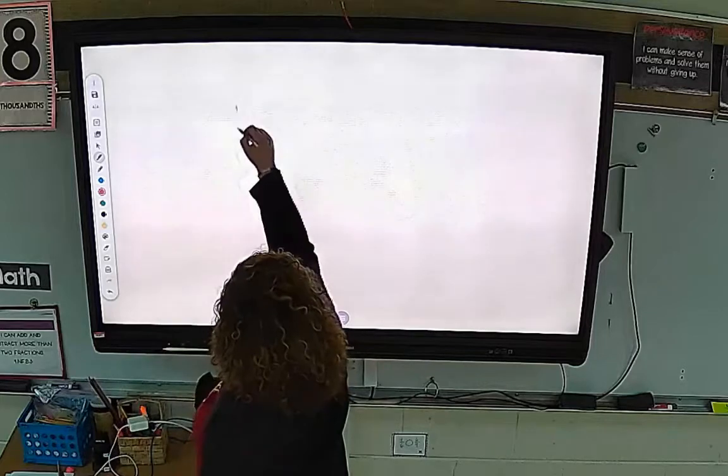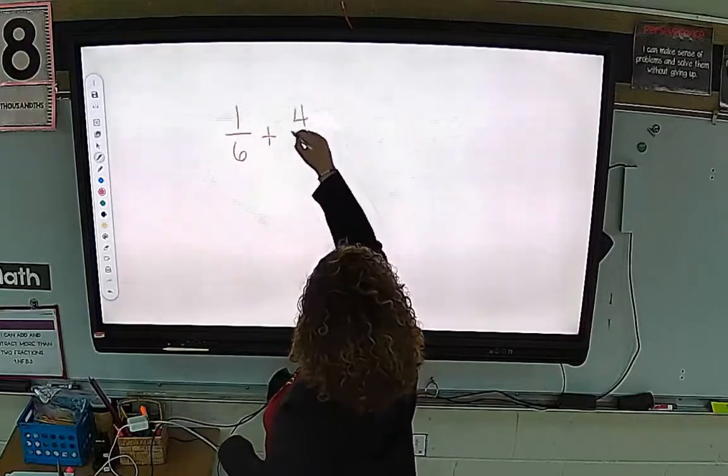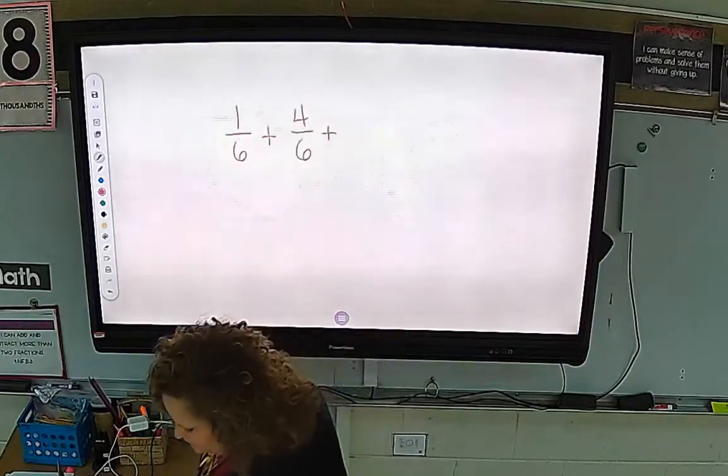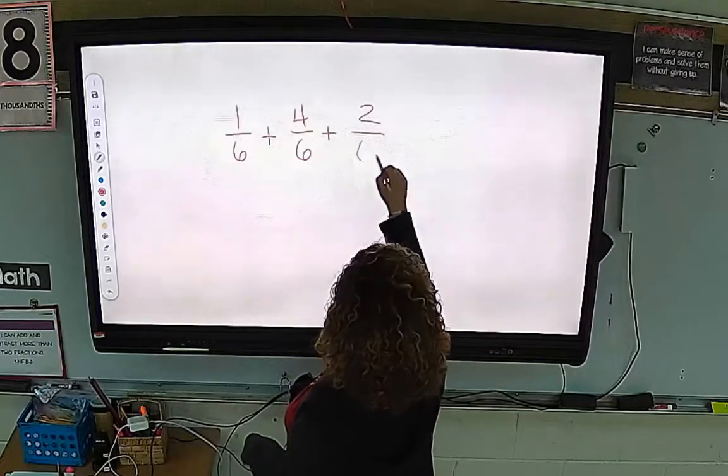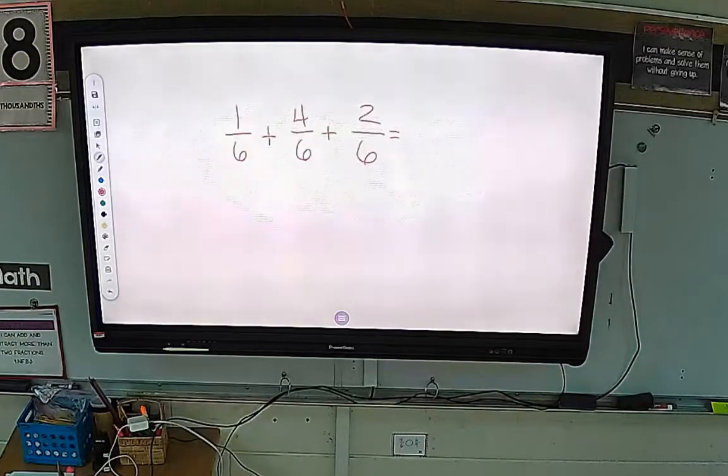Okay. 1/6 plus, and you're writing this down, 4/6 plus 2/6. Now, this time I'm just going to ask for some volunteers to share with me how you put it together, but we're going to put together these 3 fractions instead of just 2 today. And your answer needs to be a mixed number.